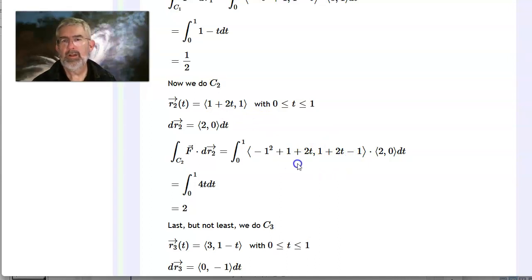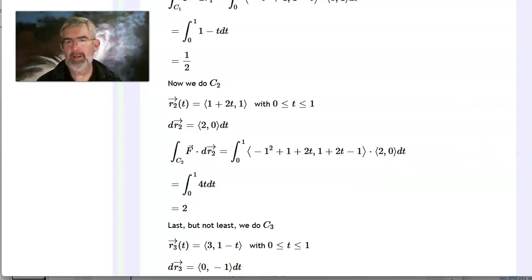And what happens here? This minus 1 plus 1 is equal to 0, so there's just a 2t here. And you also have a 2t there, so that's just 2t comma 2t. But then when you dot it with 2, 0, the 0 is going to kill off the y component, and you just get 2 times the x component, which is just 4t. So I'm integrating from 0 to 1 of the function 4t. And again, I see this geometrically because y equals 4t is just a line through the origin with slope 4, and from 0 to 1, you move over 1, it goes up 4. So I've got a triangle with a base of 1 and a height of 4. The area is 2. So that integral is equal to 2.